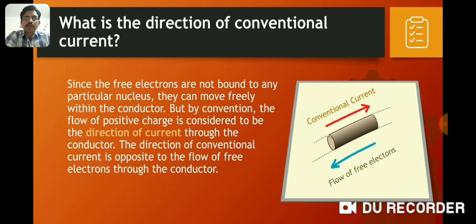What is the direction of conventional current? Since the free electrons are not bound to any particular nucleus, they can move freely within the conductor, but by convention, the flow of positive charge is considered to be the direction of current through the conductor. The direction of conventional current is opposite to the flow of electrons through the conductor. Remember, the direction of conventional current is opposite to the flow of electrons in the conductor. If the electrons in a conductor are moving from negative terminal to the positive terminal, then the flow of current in a circuit is always shown from positive to negative.